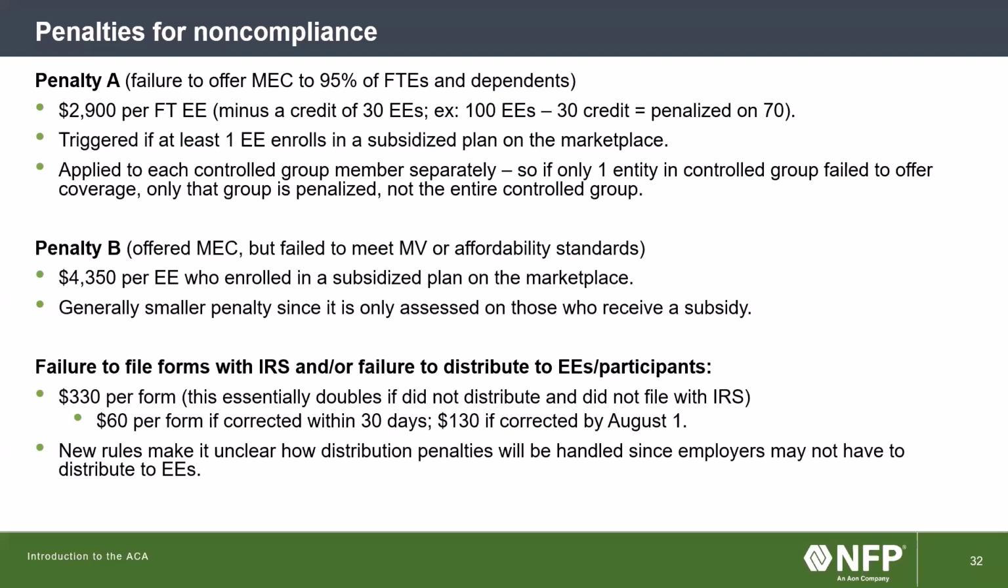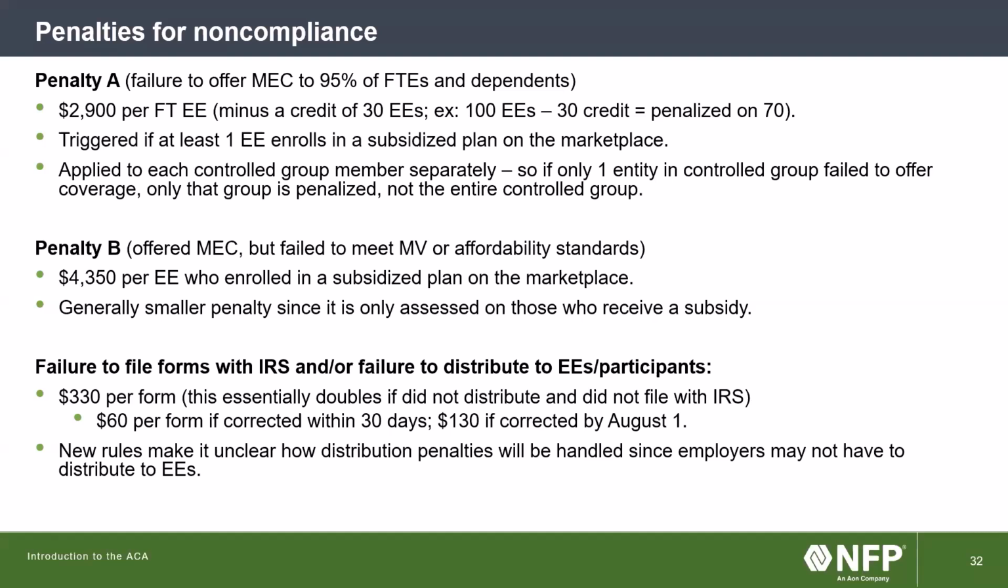Now that penalty can be brought down to $60 per form if it is corrected within 30 days of the due date, or $130 per form if corrected by August 1st. So hopefully everyone on this call is already working on, or maybe already done with, your 1095 reporting. But if not, or you're concerned with past years, you definitely need to make sure that you're working with your ACA reporting vendor or your payroll provider to make sure that you do get these out in a timely manner, because you don't want to incur these larger penalties.